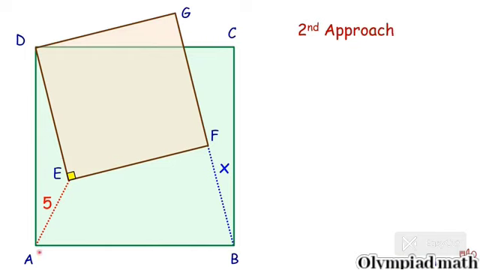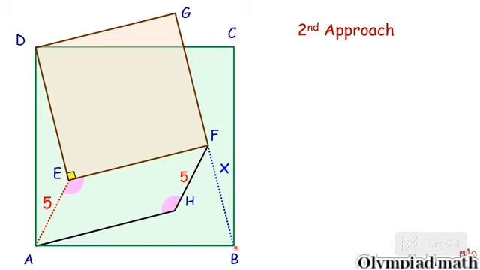For that, let's do some construction and form a parallelogram AEFH. As this is a parallelogram, opposite sides are equal, so FH will be nothing but 5 centimeters. And the opposite angles will be equal, so angle E will be equal to angle H. Its use we'll see later on.